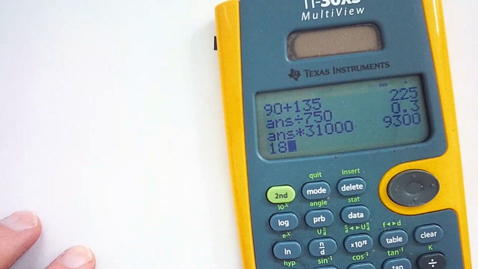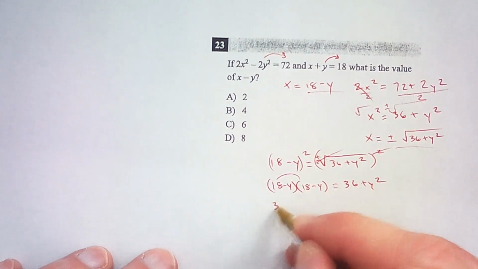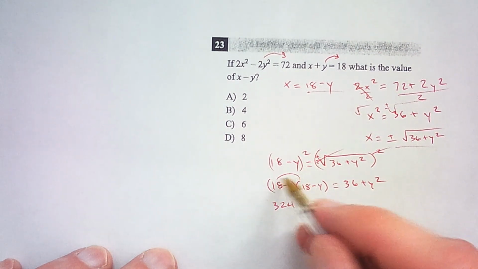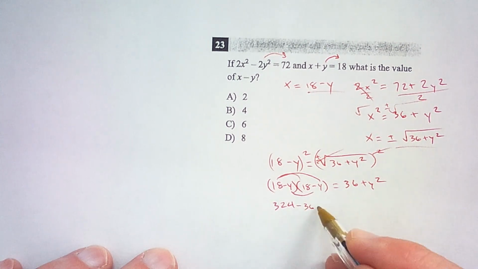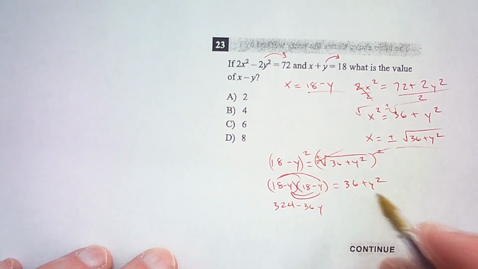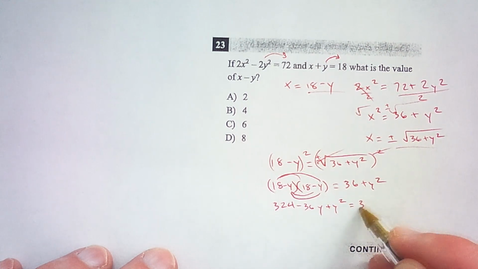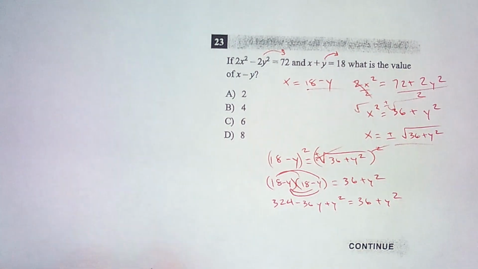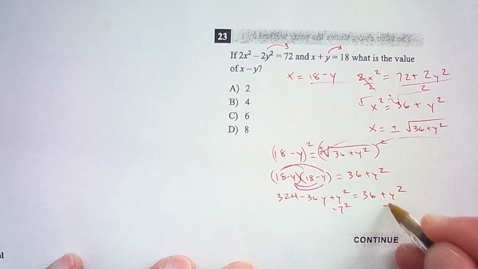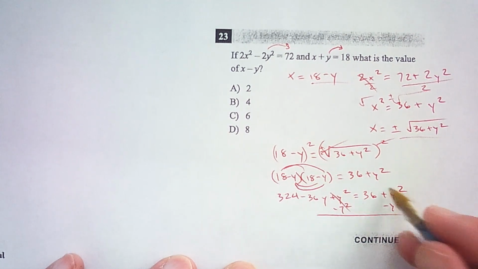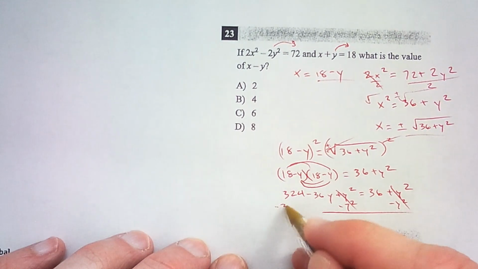Okay, now let's distribute. 18 times 18 is 324. So I get 324. Then minus 18y minus another 18y, that's minus 36y. And then negative y times negative y is positive y squared, equals 36 plus y squared. Okay, now let's subtract y squared from both sides, and look, those both cancel.